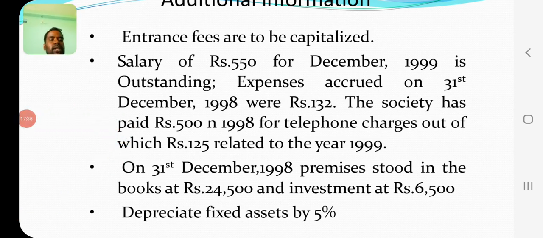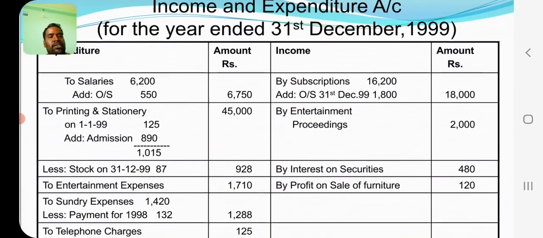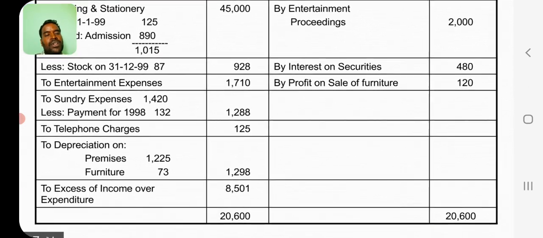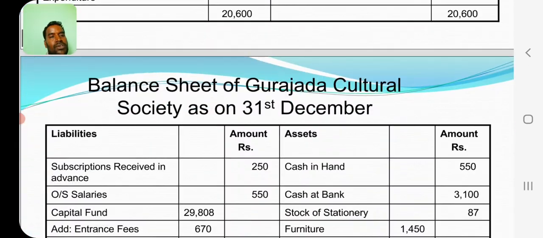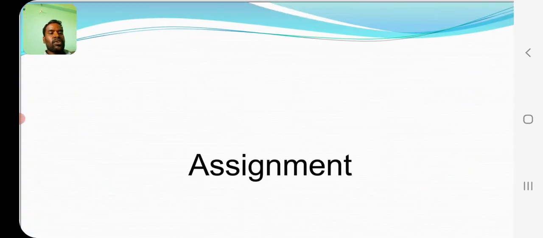Okay, on 31st December 98, premises stood in the books at rupees 24,500, investments 6,500, depreciate fixed assets by 5%. Like that. So next illustration: salaries, printing and stationery, stock, entertainment expenses, sundry expenses, telephone. So these are all the items till now we have seen. So see here, the balance sheet is prepared. Subscription received in advance 250. So outstanding salaries, capital fund, cash in hand, cash at bank, stock of stationery.